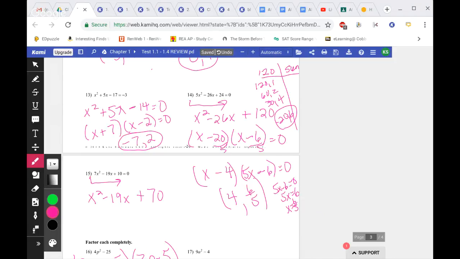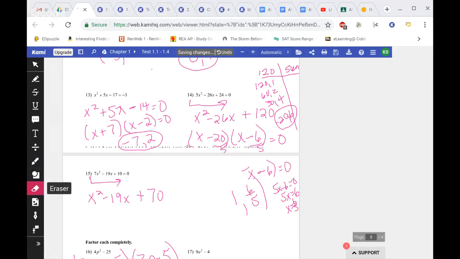Okay, plus 70, because I'm going to slide. And now I'm looking for the two factors of positive 70 that give me a negative 19, which tells me both of my factors are going to be negative, because the only way I can get a negative sum and a positive product is by two negatives.